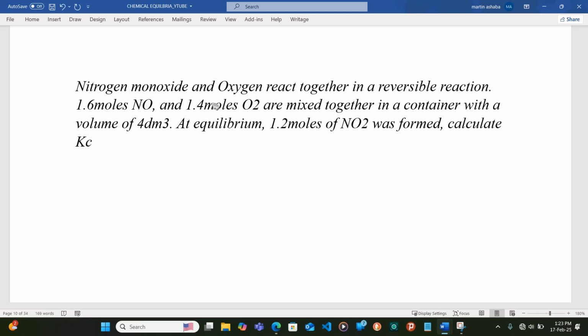So we are told that nitrogen monoxide and oxygen react together in a reversible reaction. 1.6 moles of nitrogen monoxide and 1.4 moles of oxygen are mixed together in a container with a volume of 4 decimeter cube. At equilibrium, 1.2 moles of nitrogen dioxide was formed. Calculate the Kc, which is the equilibrium constant, Kc in terms of concentration.